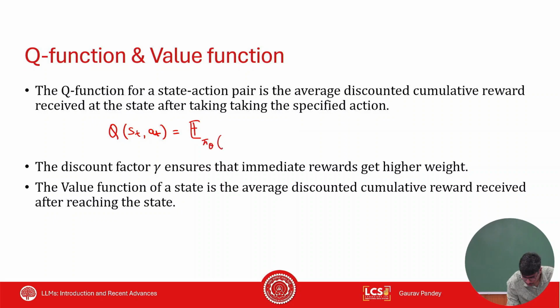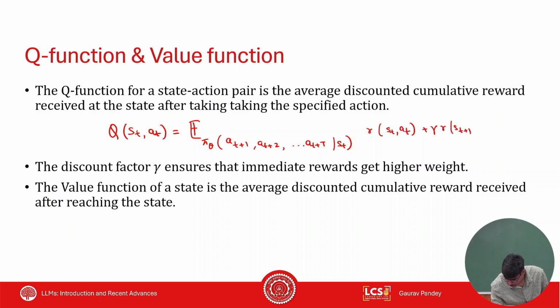You basically generate a bunch of outputs, a_{t+1}, a_t. You generate a bunch of sequences given the state, and then compute the reward of the entire sequence. And this is called the discount factor.